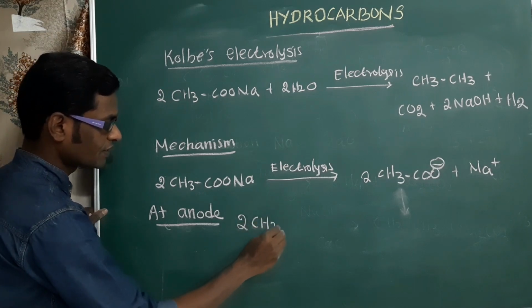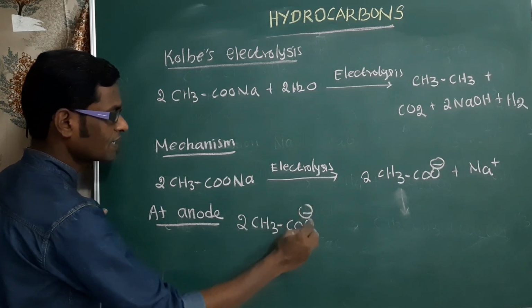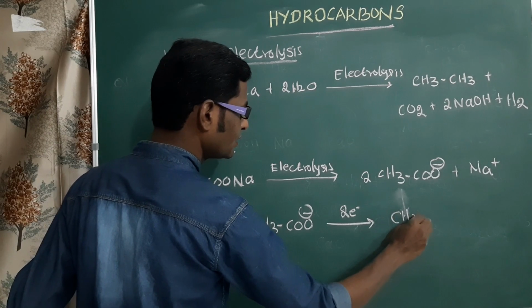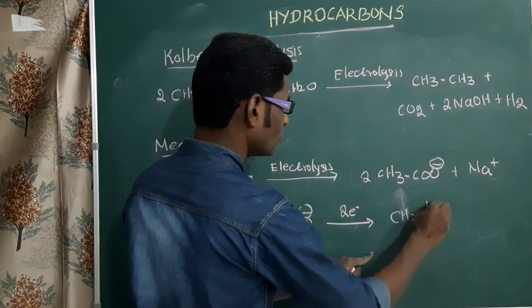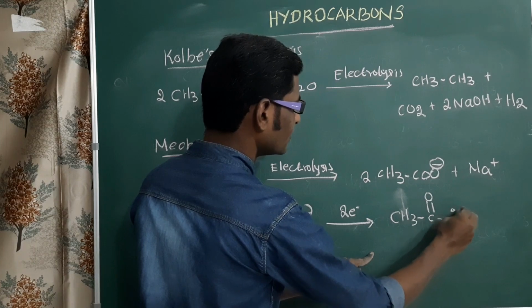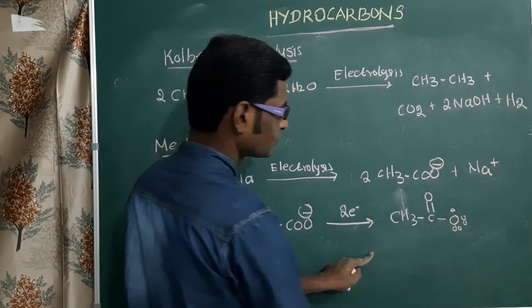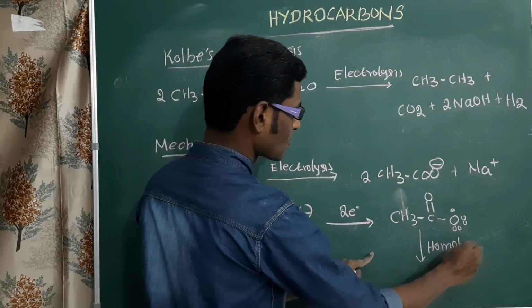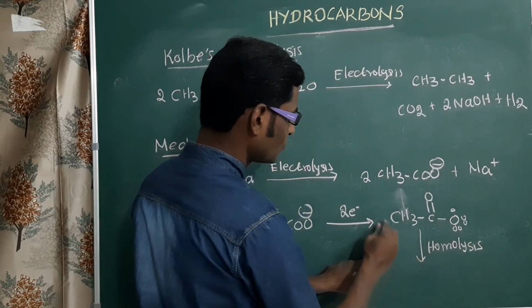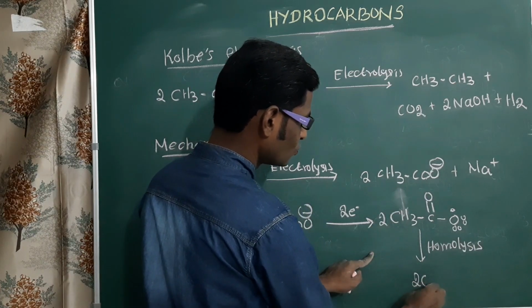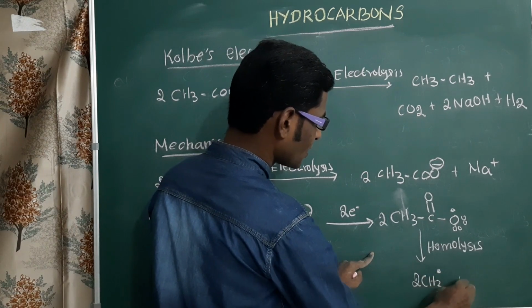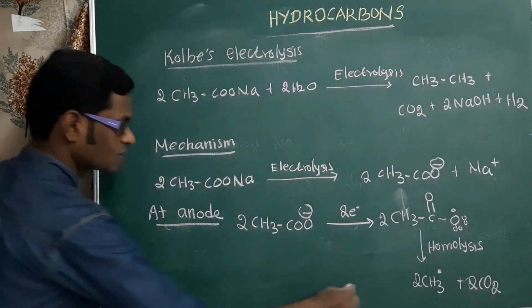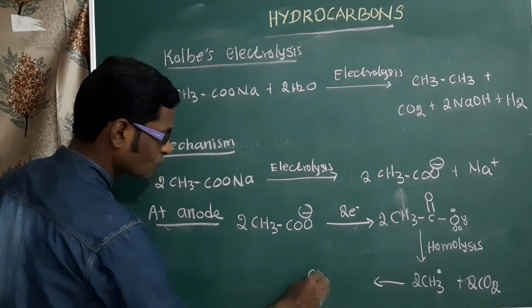2 molecules of acetate ion, CH3COO minus, when they lose 2 electrons, will become CH3COO free radical. This free radical undergoes homolysis, CO2 gas is liberated. We'll get 2 CH3 free radicals and 2 CO2. These 2 CH3 free radicals join together to form ethane.